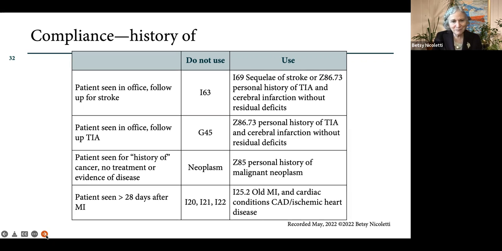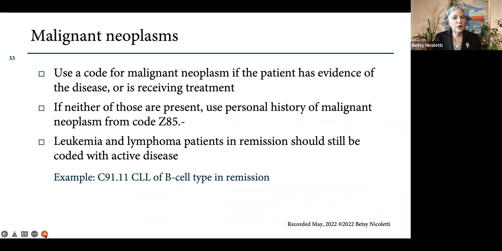Neoplasm, I'm going to talk about again in the next slide. Patients seen greater than 28 days after an MI: we don't use the patient is having an MI now after 28 days. We use old MI, I25.2, and then any cardiac conditions. Often the patient has some other cardiac conditions. That's why they had the MI. We add those. For malignant neoplasms, we only code the malignant neoplasm, prostate cancer, breast cancer, whatever, if the patient has evidence of the disease or is receiving treatment. If neither of those are present, use personal history of malignant neoplasm from code Z85.